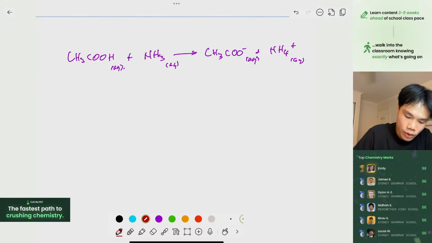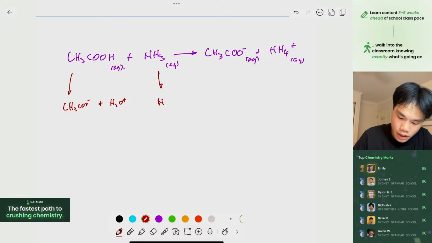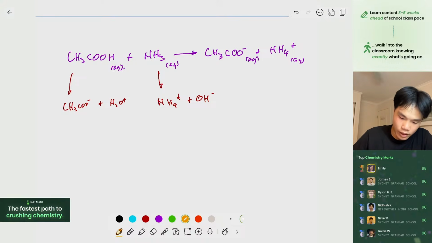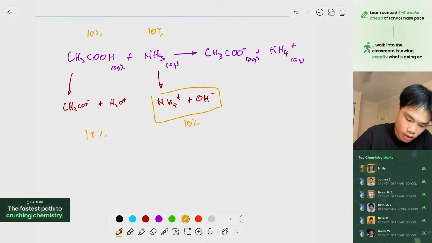For our acetic acid, we know that it makes CH3COO minus plus H3O plus if left to its own devices. Same for NH3, we know it will make NH4 plus and OH minus, again, if it's left to its own devices and it reacts with water. So essentially, you may only have 10% of your acetic acid dissociated and 10% of your ammonia in the hydroxide form.